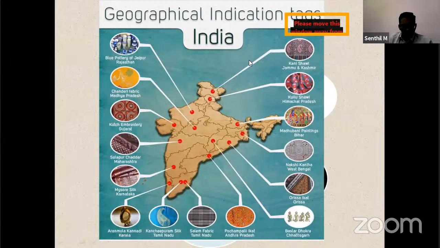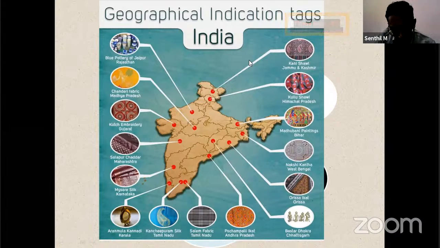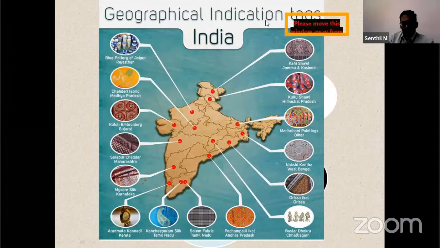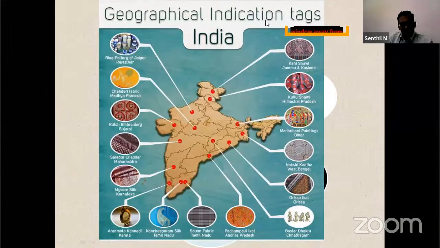In India, we have Kanjipuram silks, Salem fabric, and in Andhra, I have mentioned Pochampalli Ikat. Can anyone tell what it is? I'm not aware of it. Anyone know which place of Andhra it is famous for? I don't know what the material is all about.